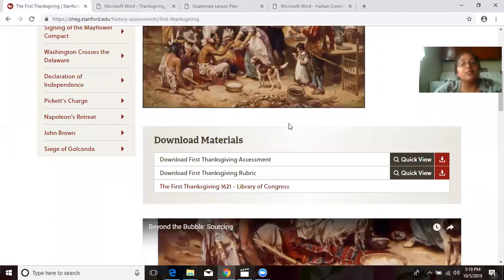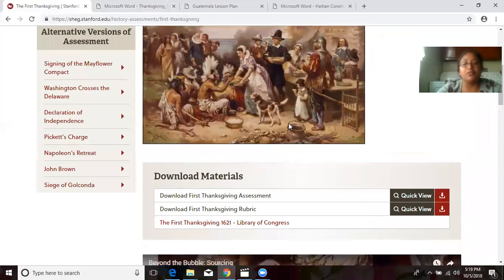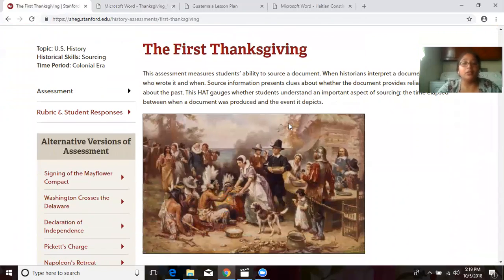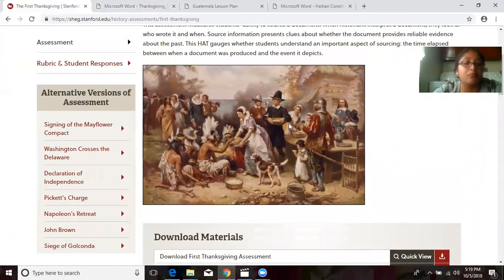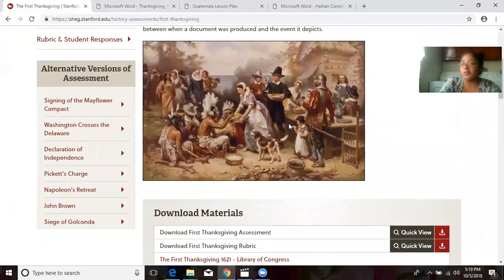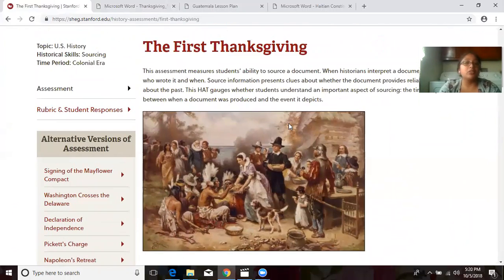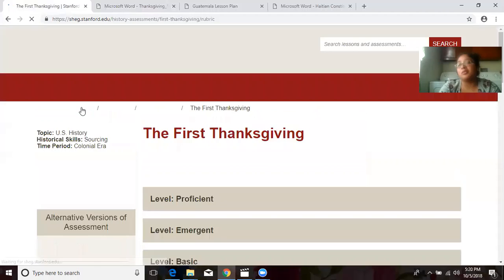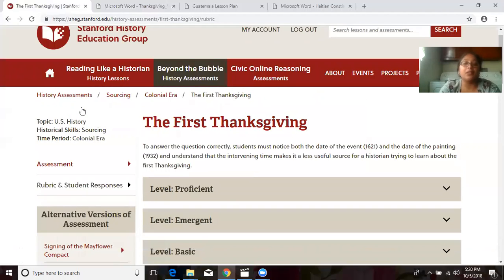So I think that's one of the great things about SHEG, that it provides you with primary and secondary resources. It gives you an idea, but it's also very important not to just use the resources and give them straight to students. It's important for us to tweak it to make it our own. But what I find most valuable is the resources it provides teachers. It even provides a rubric and some of the responses.